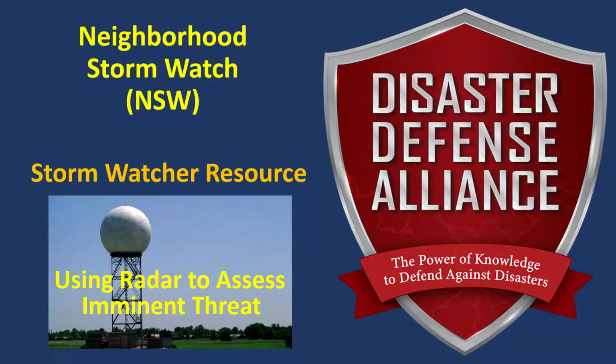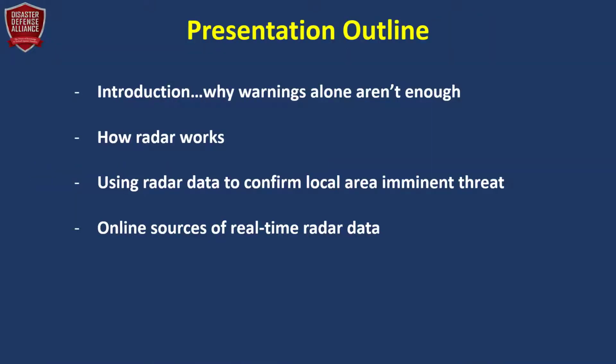Welcome! This resource aims to help you interpret basic radar imagery as a step in assessing the level of threat for a particular neighborhood location. This short presentation will focus on why radar data can be useful for assessing local area threat, how radar works and how we get the data, what to look for in radar imagery to confirm an imminent threat, and useful online sources of real-time radar data.